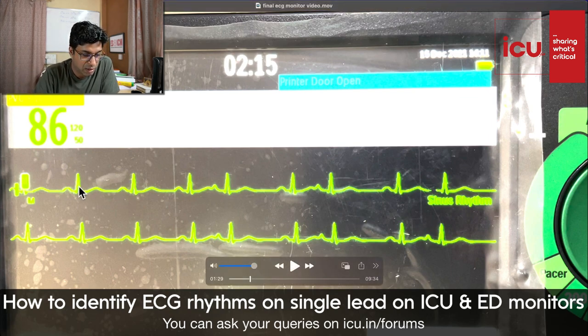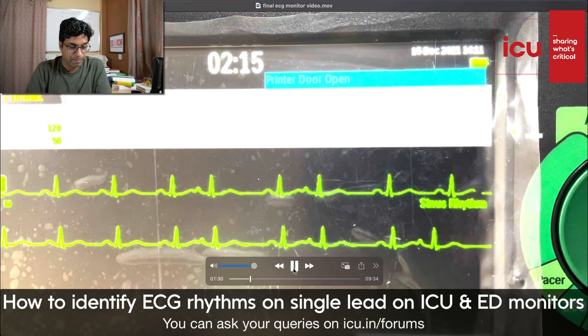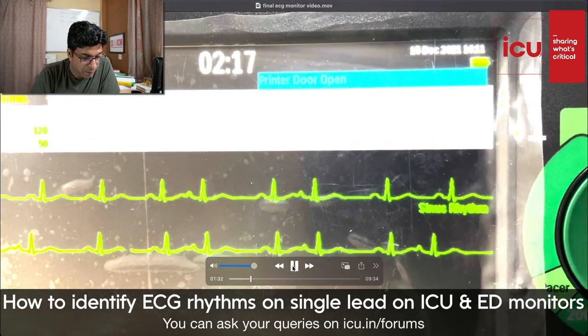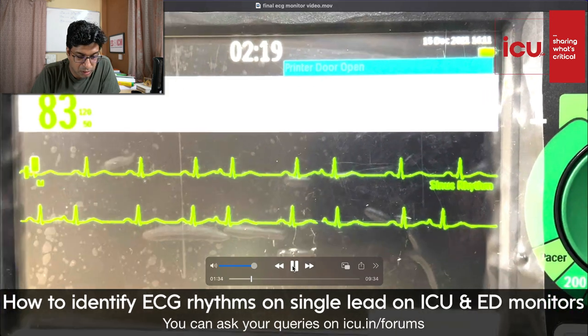So P wave, premature, then there is no beat at this point, and it came at its scheduled next duration. Okay, so this way you can identify PACs and PVCs. Now these are PACs.